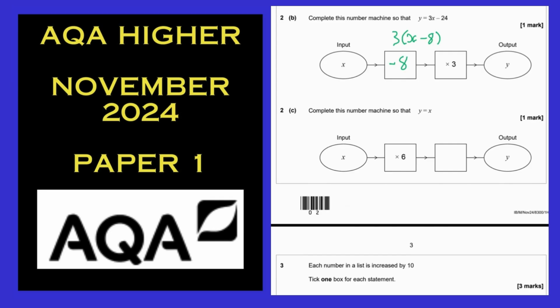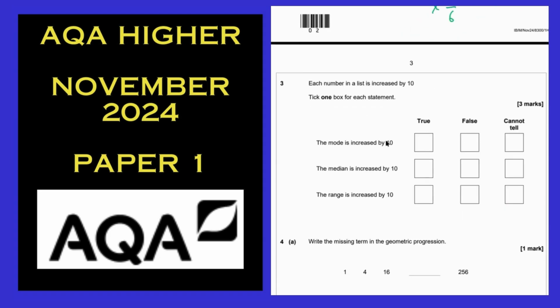For this number machine, I'd keep it simple. It's times by 6. You want to get back to the original, so divide it by 6. But if you want to, you could have times it by 1 over 6. Both are acceptable. Both pick up the marks. What the mark scheme specifically can't have is, coming out of that box at the end, 6x. What you can't do to get back to the original is subtract 5x. The mark scheme specifically rejects that possibility.